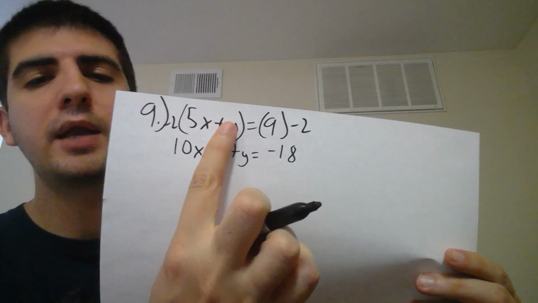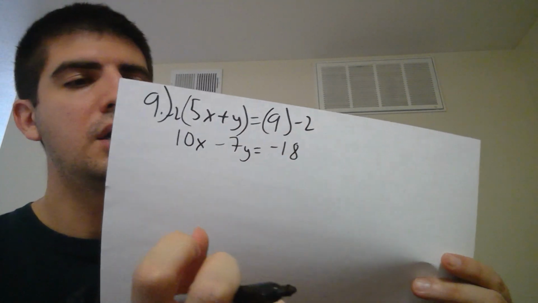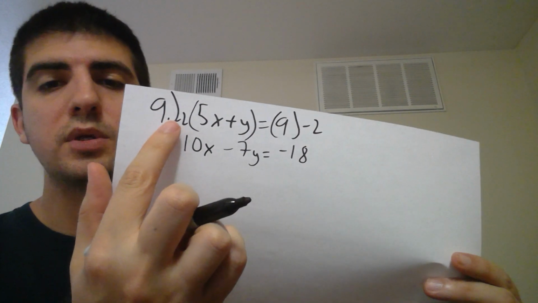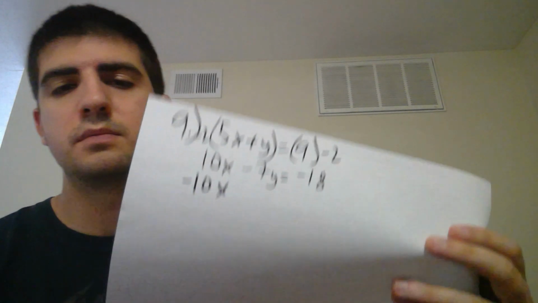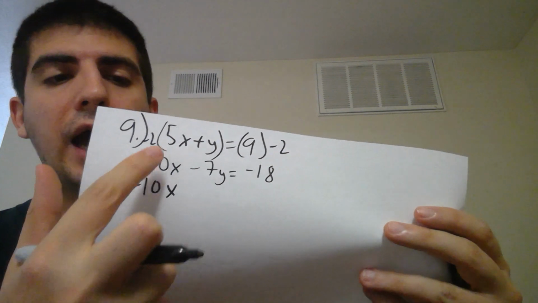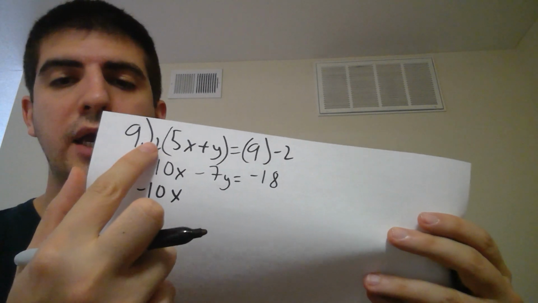So I'm going to multiply. Again, I'm going to multiply this whole side by negative 2. I'm going to multiply this by negative 2. So here, I'm going to do distributive property. What's negative 2 times 5x? Well, negative 10x. I'm going to write it underneath the other equation. Again, I'm trying to get the opposite of 10, which is negative 10, so that's why I chose negative 2.